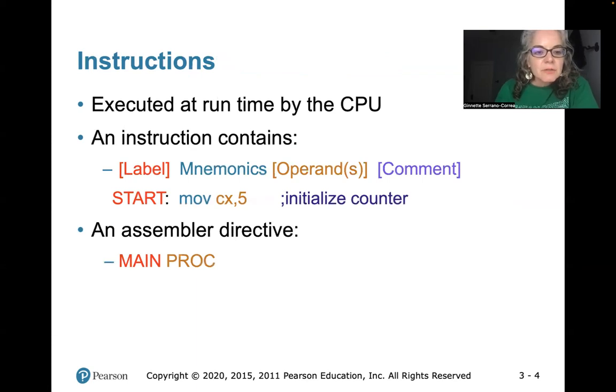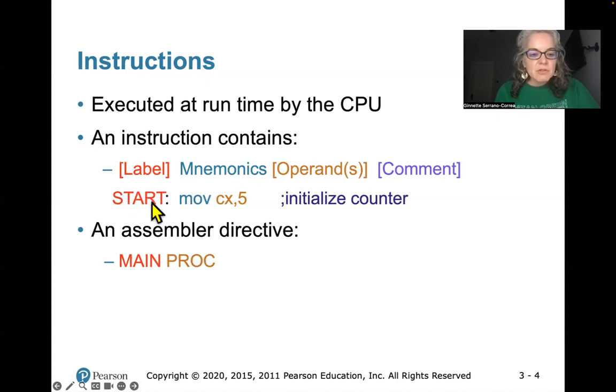So here is what an instruction would look like. The instruction is executed at runtime by the central processing unit. All instructions have a label that is optional. So you can have a label, you don't have to have a label. If it has these square brackets, it means it's optional. We have a name or a mnemonic that's required. Operand or operands are optional, and then a comment that is also optional.